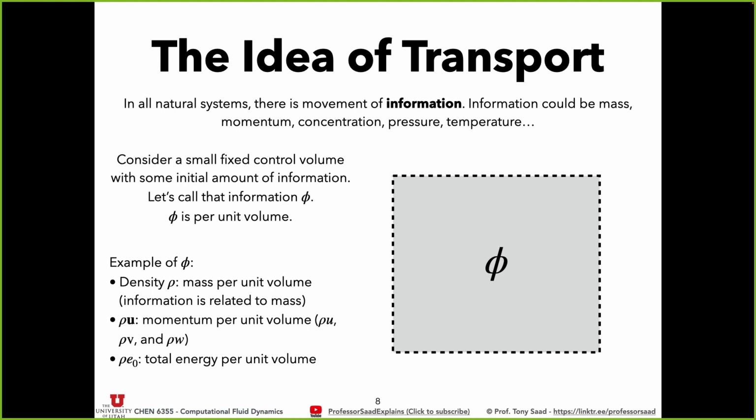Total energy per unit volume, rho times E0. E0 is energy, okay? So, great. So we have this phi, which is units of phi or dimensions of phi per unit volume, per cubic meter if we consider SI units.